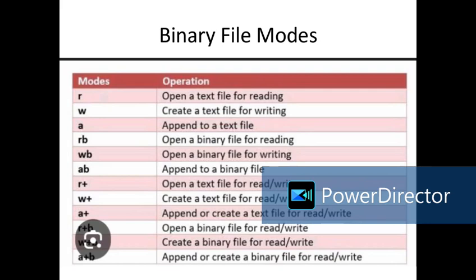File modes. Binary modes are just like text modes but with a b suffix. rb is read binary, wb is write binary, ab is append binary. Example: file pointer fp equals fopen data.bin, wb, which creates or overwrites a binary file. Use it when storing large arrays, records, or memory structures.